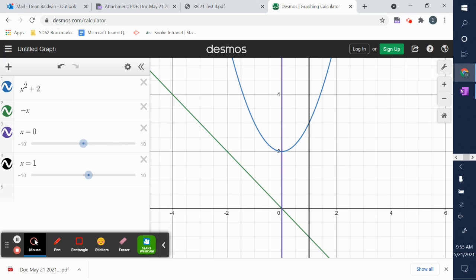All right, so here this is on Desmos. This is x squared plus 2. Negative x is this line right here. x equals 0 is that purple line right there at the origin. And x equals 1 is there. So this is the area that we want to find. All that matters is what is the top, what is the bottom. And we're going between 0 and, what is it, 1? 0 and 1. Okay?